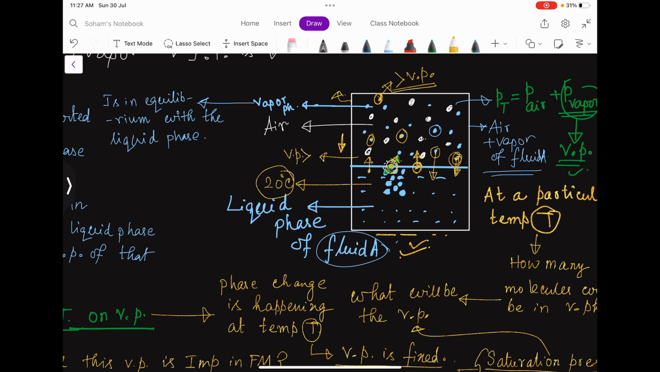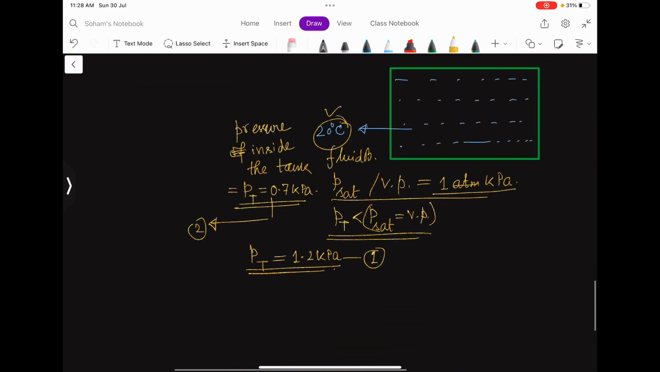To maintain the same amount of vapor pressure, because I have told that at a particular temperature the vapor pressure cannot exceed a particular value, and that is called the saturation pressure. If the tank pressure is more than that saturation pressure or vapor pressure, then to bring that pressure down, some molecules have to go back, and a phase change from the gas phase to the liquid phase has to occur. And if the tank pressure is less than the vapor pressure, then to make that pressure go up, some molecules have to go from the liquid phase to the gas phase. So a deliberate phase change from the liquid phase to the gas phase has to occur. Same concept I will apply here.